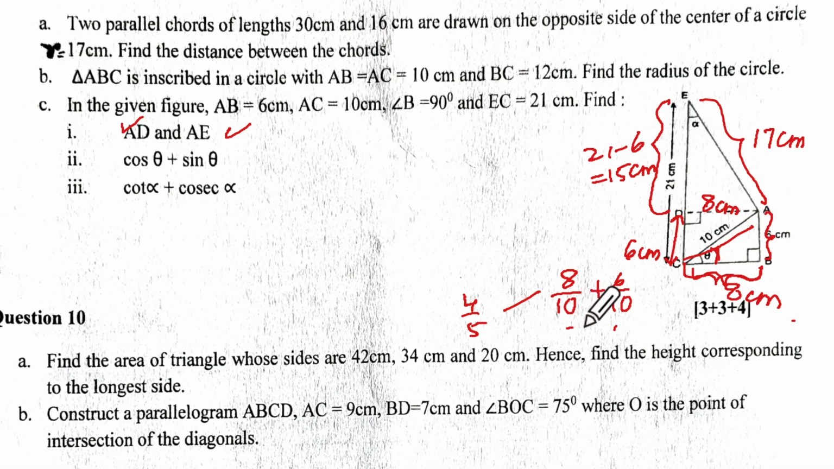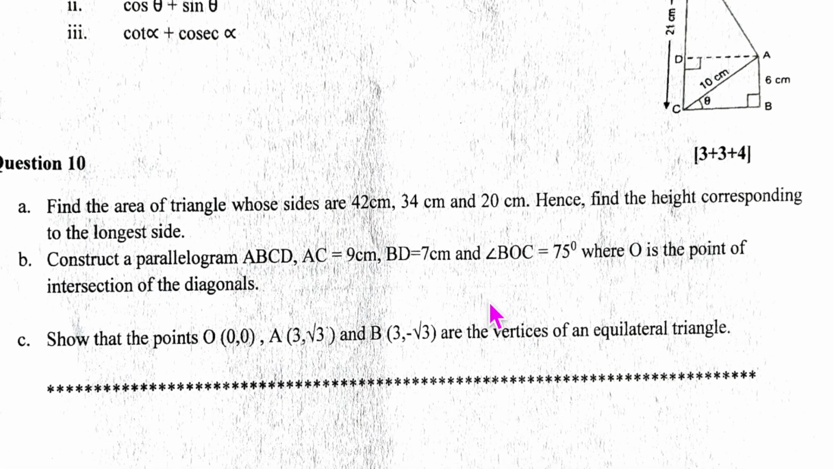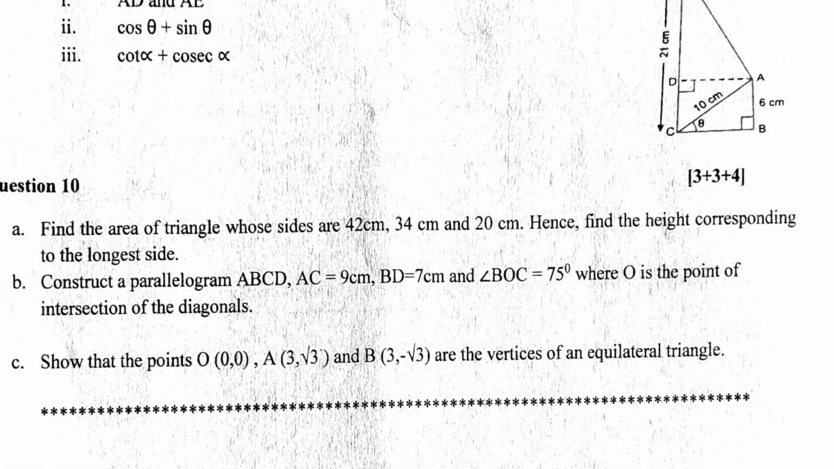You know how to do this. This is easy. Then cot alpha and cosec alpha. For this alpha, you know all three sides. You can find cot, you can find cosec. After doing the headache type of question, this looks like a piece of cake, right?